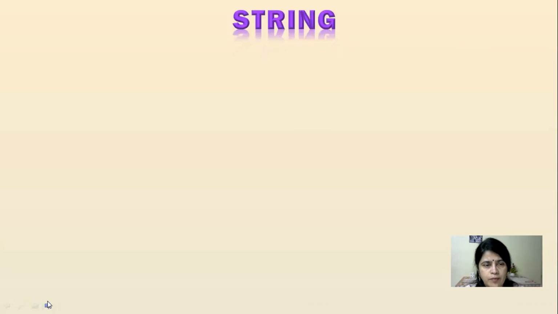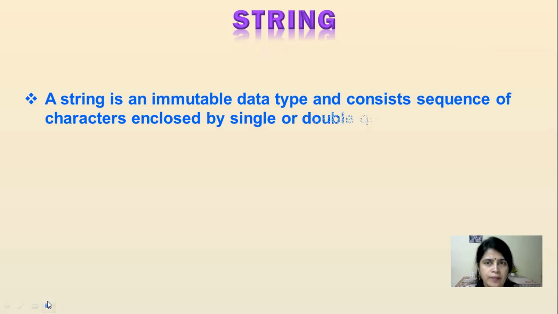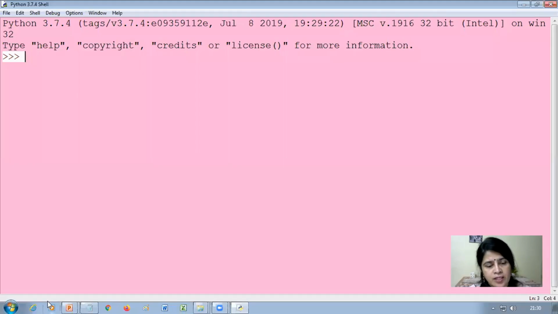Now the next data type which I'm going to discuss is string. What is a string? A string is an immutable data type and consists of a sequence of characters which are enclosed by single or double quotes. And multi-line strings must be embedded in triple quotes. Let us see how. Say for example, we have a string, greet, the name of the string variable. Next, I would like to write hello, and I have given it in quotes.